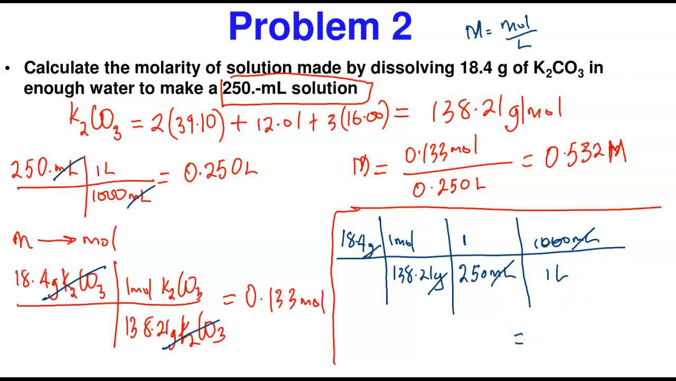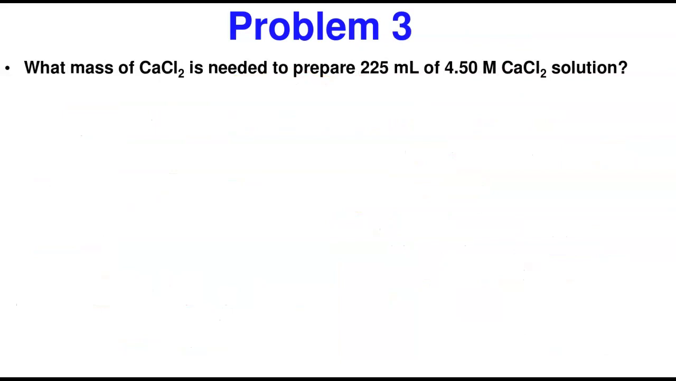If I decide to put everything in one swoop, when you do your answer again and put it into my calculator, you're just going to get 0.532. You're still going to get 0.532 molar. So this is an alternative choice in this box if you decide to do it in one swoop without breaking it down into pieces. Let's go to the next problem.